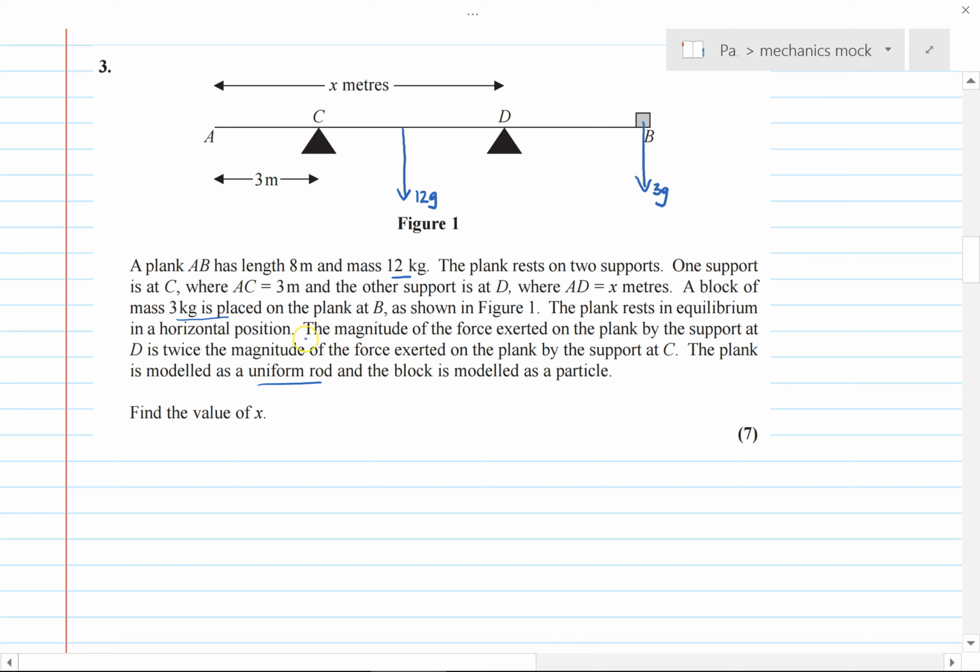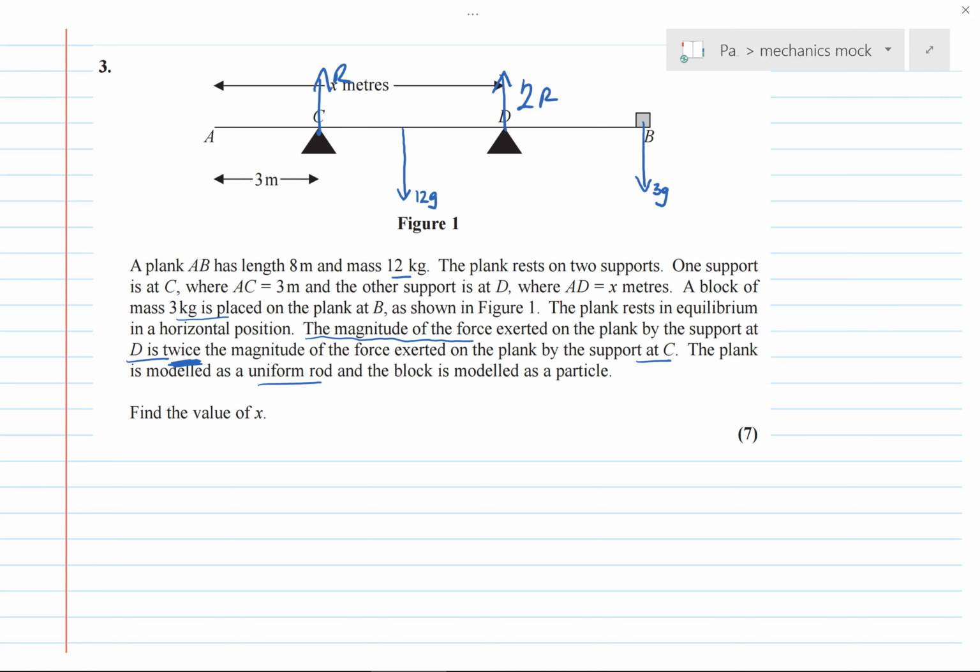Now here's the thing to really interpret. The magnitude of force exerted on the plank by the support at D is twice that of the support at C. So the magnitude at D is double. If we call that 2R and that R, we'll get the correct ratio of the forces there.